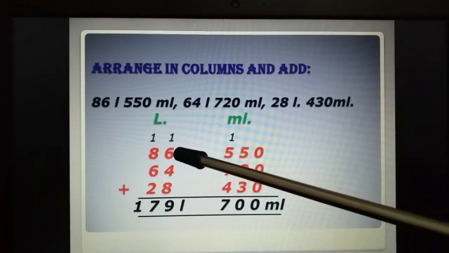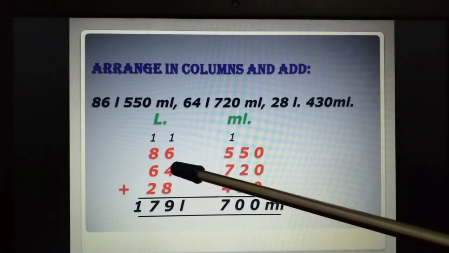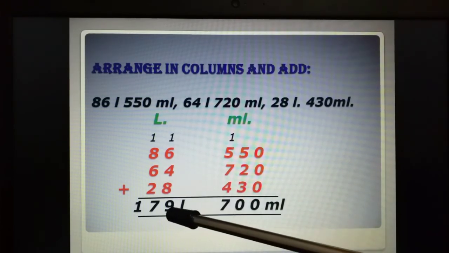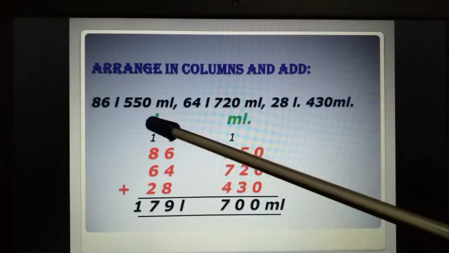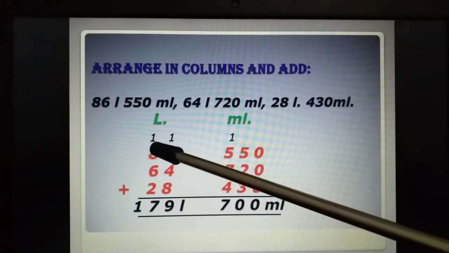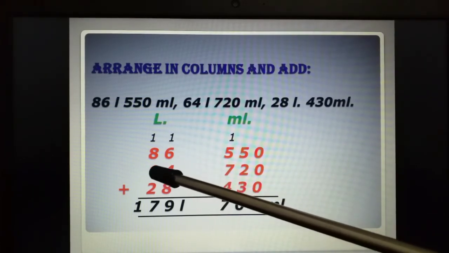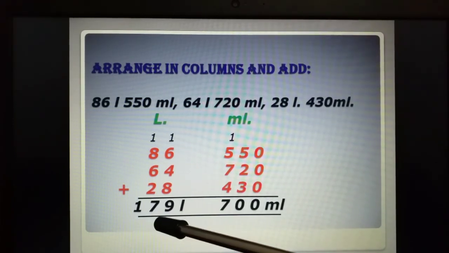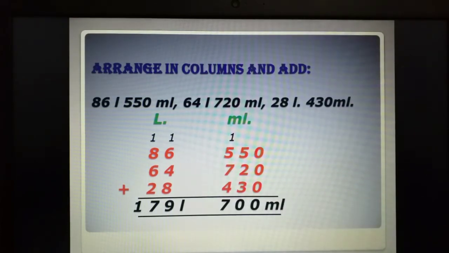Now 1 plus 6 is equal to 7. 7 plus 4 is equal to 11. 11 plus 8 is equal to 19. So 9 will be here and 1 will be carried over. Now 1 plus 8 is equal to 9. 9 plus 6 is equal to 15 and 15 plus 2 is equal to 17. So the answer will be 179 liters and 700 milliliters.